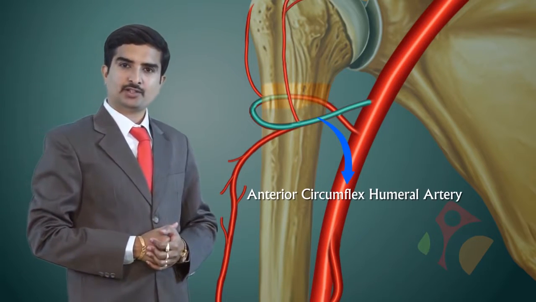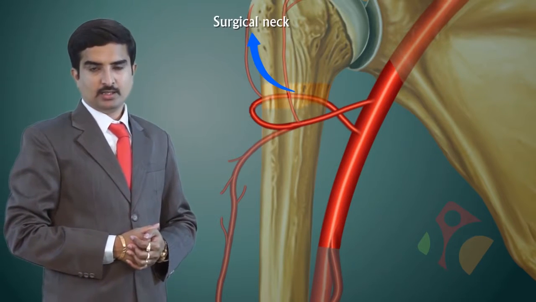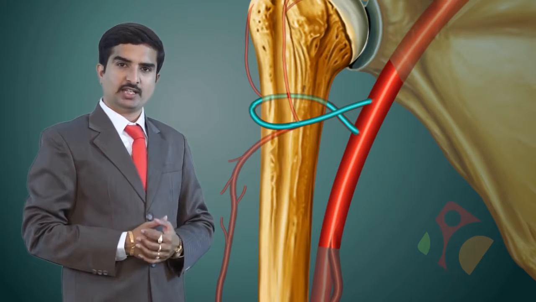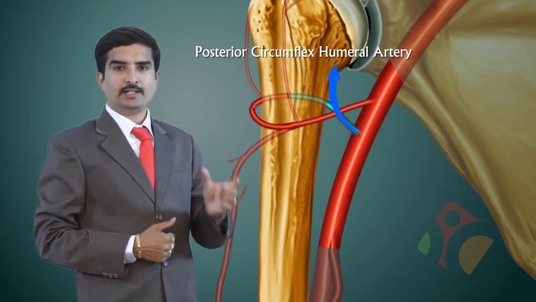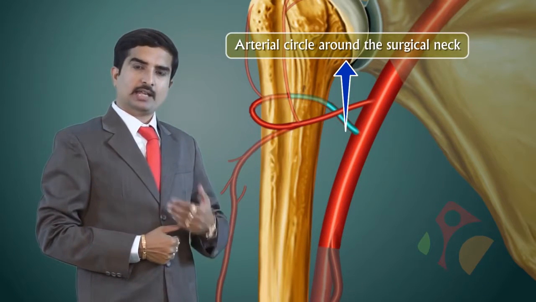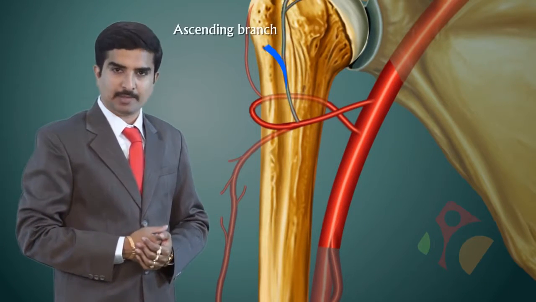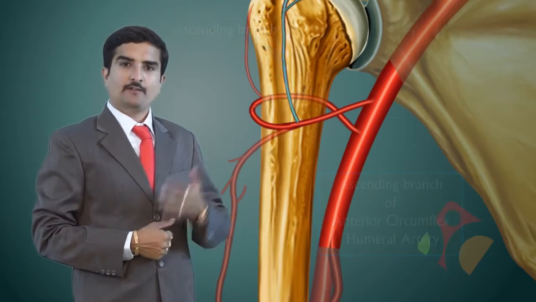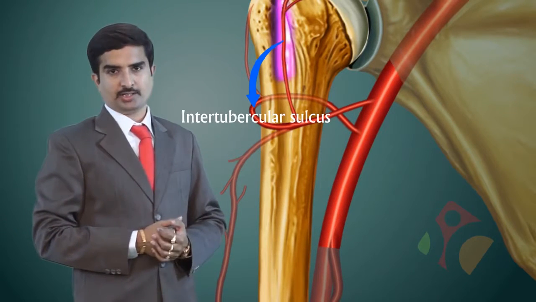The second branch is the anterior circumflex humeral artery. This anterior circumflex humeral artery winds around the anterior aspect of the surgical neck. After winding round the anterior aspect of the surgical neck, it runs posteriorly where it anastomoses with the posterior circumflex humeral artery to form the arterial circle around the surgical neck. Anteriorly, the anterior circumflex humeral artery gives off an ascending branch, which runs along the intertubercular sulcus. Finally it supplies the shoulder joint.